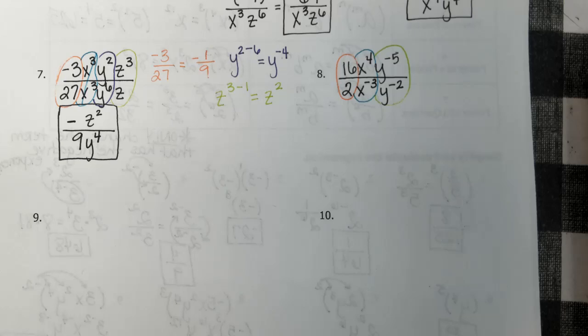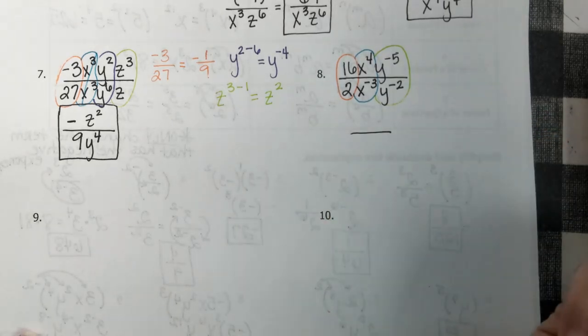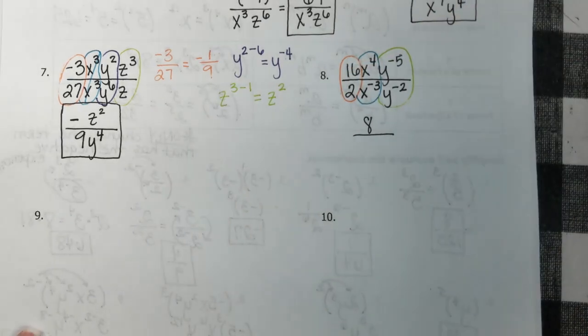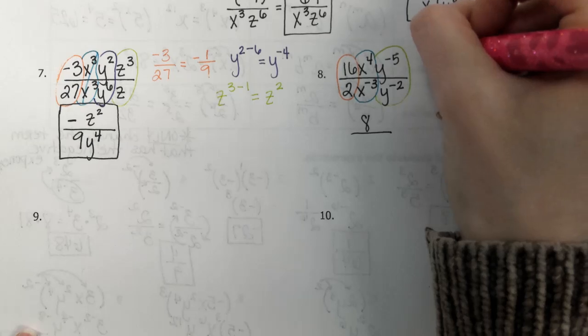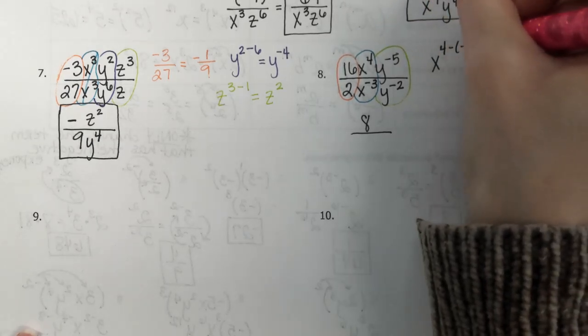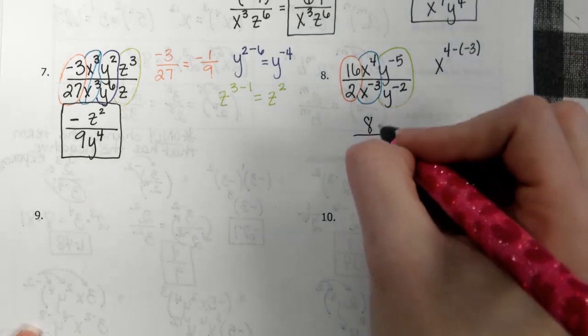Okay, what's 16 divided by 2 simplified to? 8. And then, what are you doing with your x? Very good. 4 minus negative 3. You have to be careful with that. You're not doing 4 minus 3. It's 4 minus negative 3. Okay? 4 minus negative 3 gives you x to what power? 7.